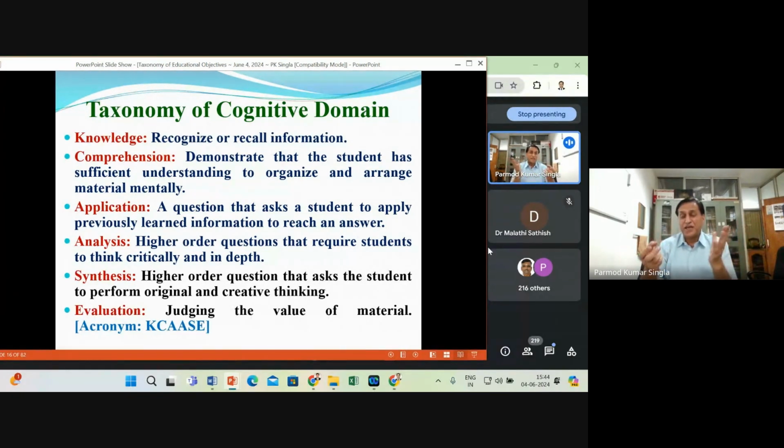Shakespeare wouldn't have written like this if this was not there. In the languages, in the sciences and art, everywhere, new research is taking place because the student has surpassed the stage of creativity. He has gone to the stage of evaluation. Any questions up to now?